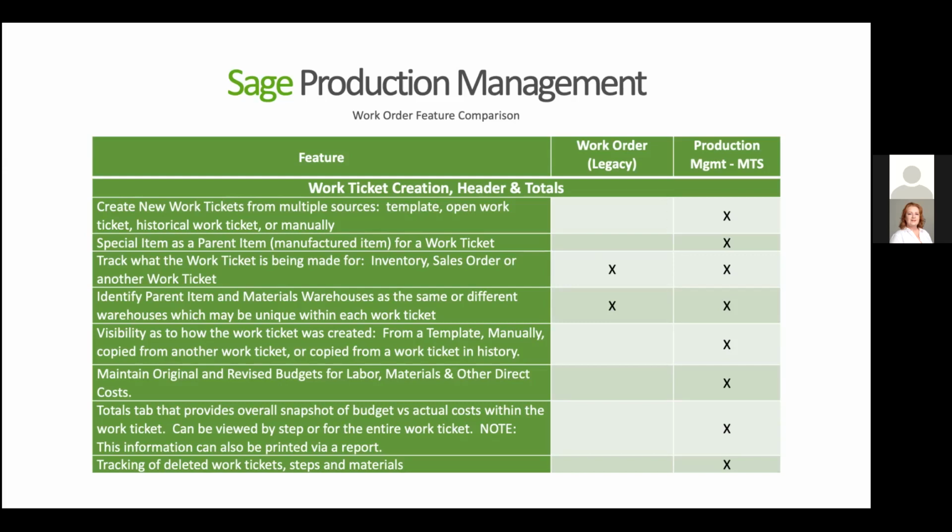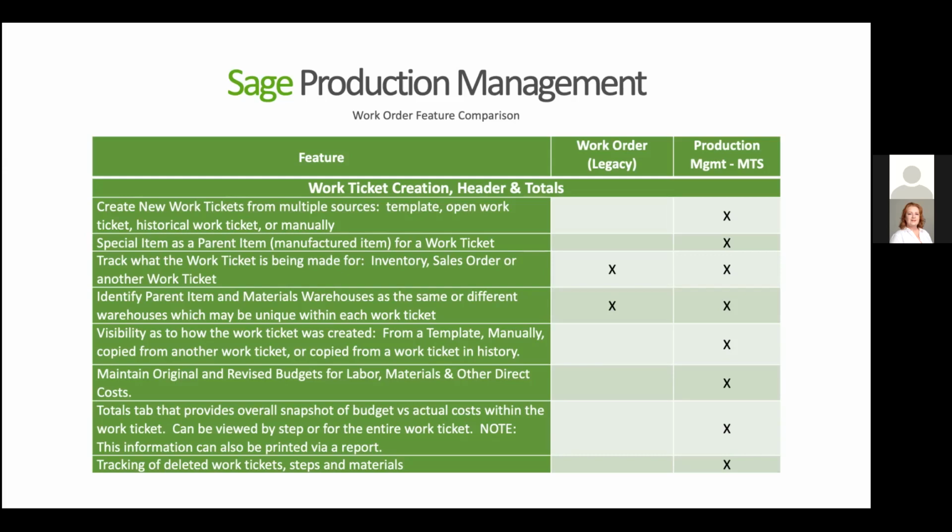So we can create work tickets from a number of different sources now, right? Templates, open work tickets. We can actually create them from historical work tickets. Or if we just need to make a new work ticket, like I talked about, we can just go in and create a work ticket. We incorporate special items. We can do those as parent items, and I can do it as a component as well. We give you additional analytics on how the actual work ticket was created. So if it was from a template or if someone made it manually, we give you access to that.